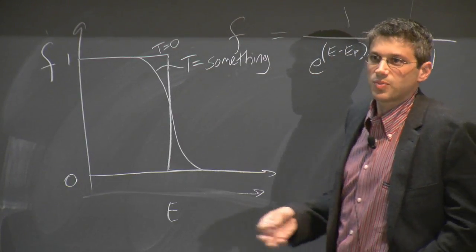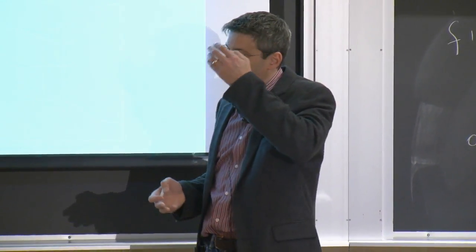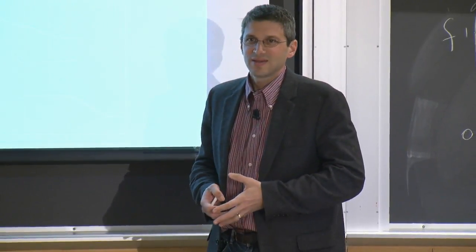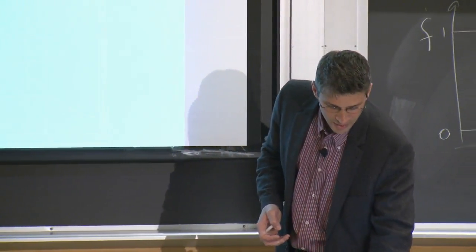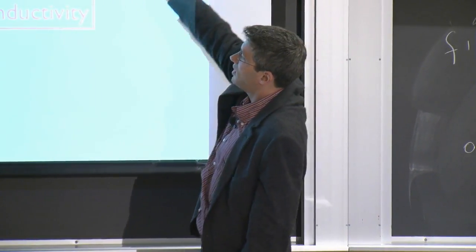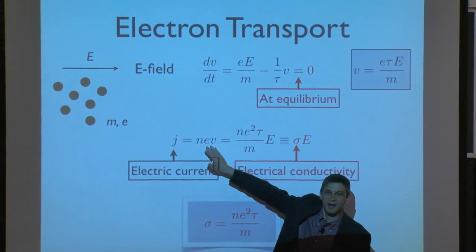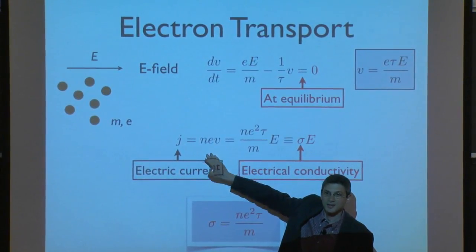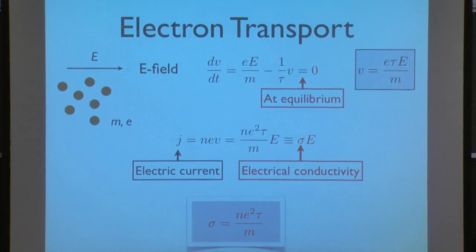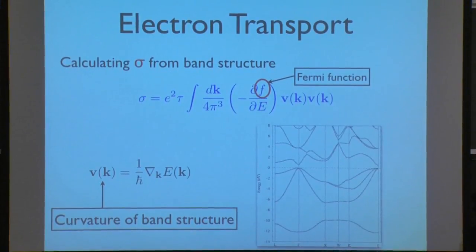Now, what's important here? When you think about conductivity, the difference between drift velocity and current or conductivity is that you've got to know something about how many carriers you have, okay? And that's going to be temperature dependent. Does everybody see that? That's why this is important.